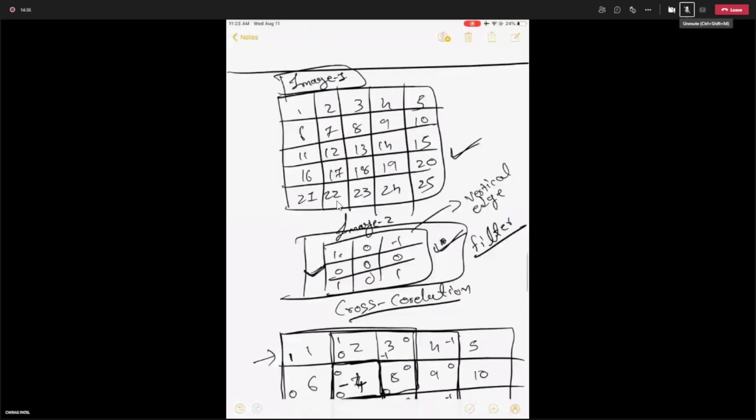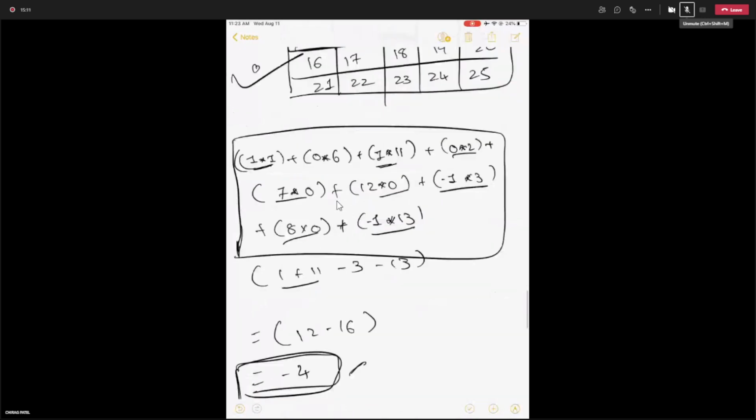So how are we doing this operation? We need to do multiplicative addition. If you place it over here, then you can calculate it over here. This is the answer, and we need to substitute that answer in this cell, where you find -4 as your answer. Then again we shift the second image to the right and calculate by the same procedure, multiplicative addition.